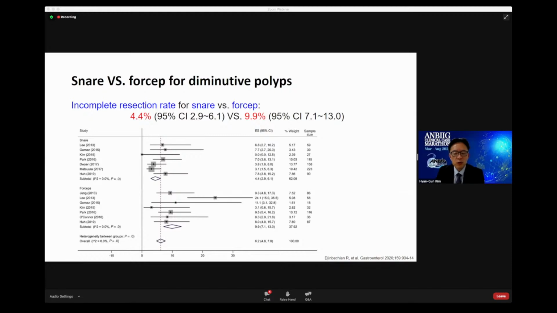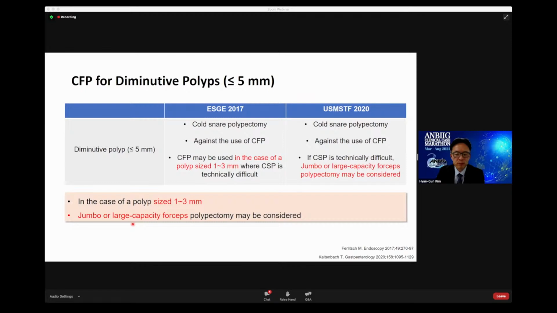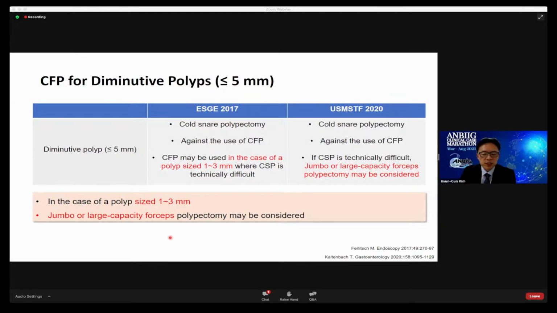As shown in a recent meta-analysis, the incomplete resection rate of CFP with standard size forceps was more than twice that of snare resection in the removal of diminutive polyps. Another recent meta-analysis showed no difference in the complete resection rate between jumbo forceps and cold snare polypectomy regarding diminutive polyp removal. Therefore, the current guidelines suggest that CSP is the basic procedure for removing diminutive polyps, but jumbo forceps polypectomy is also available for polyps less than 3 millimeters in size.